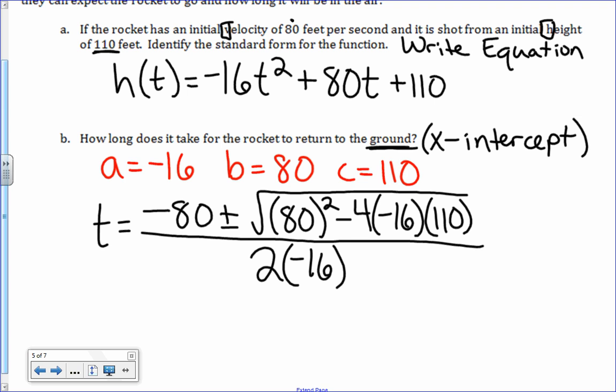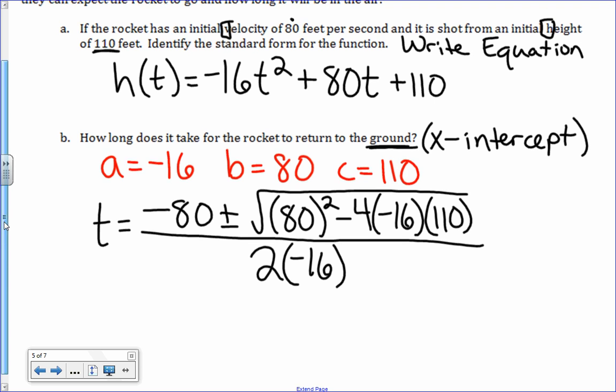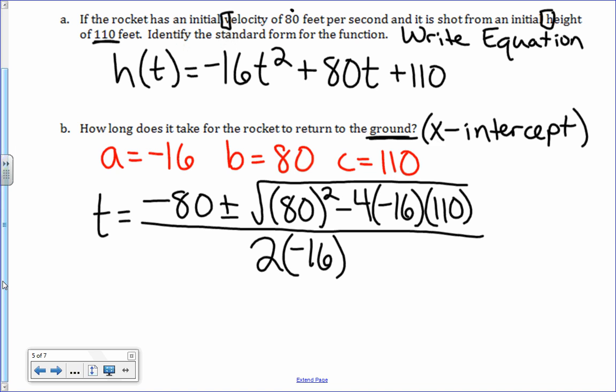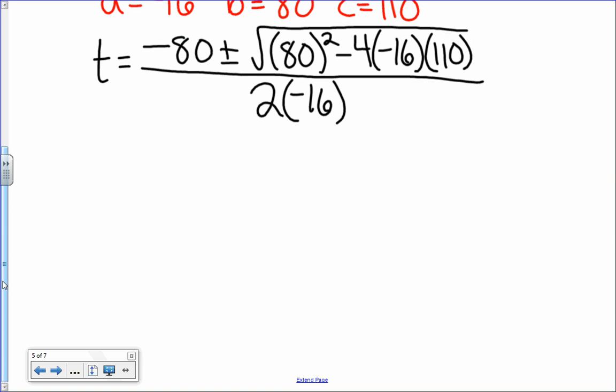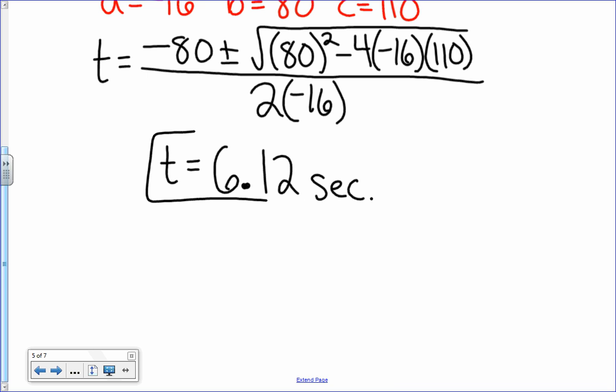Now pause and go ahead and punch it in your calculator. Remember, you only want the positive answer. Now the positive answer here for time is approximately 6.12 seconds. The other answer I believe you got was negative 1.12, and obviously you wouldn't have any negative time.